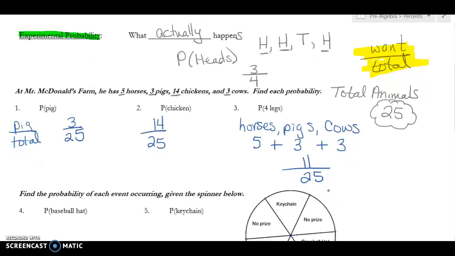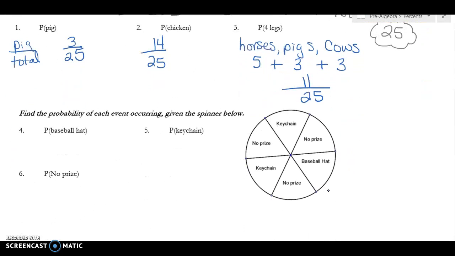All right, sometimes you'll have spinner problems. If you notice, there are 1, 2, 3, 4, 5, 6, so there's a total of 6 sections. What I'd like you to do is try 4, 5, and 6, knowing that there's 6 sections, and calculate the probability of each. When you think you have it, press play so you can check your answers.